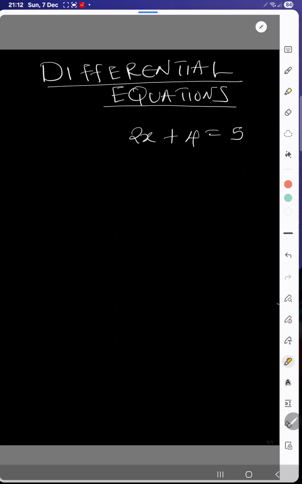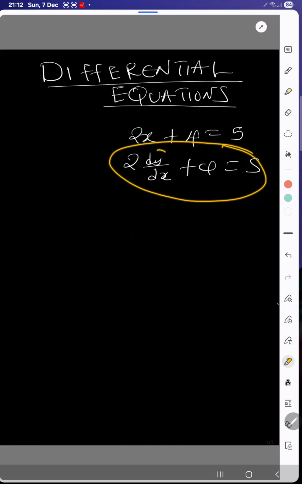But now, if x in this equation is replaced by dy dx, then that equation is termed a differential equation. So for instance, where there is x here, we put dy dx, so 2 dy dx plus 4 is equal to 5. This equation now becomes a differential equation because it has the dy dx in it. So any equation that has dy dx in it is said to be a differential equation.